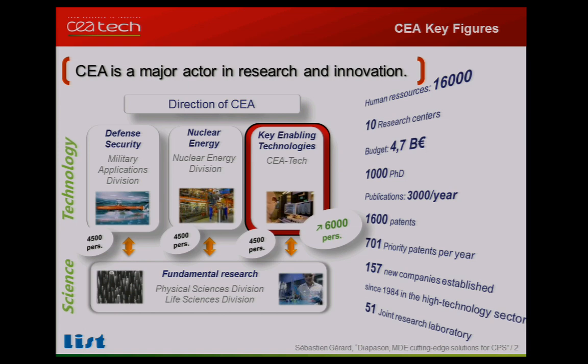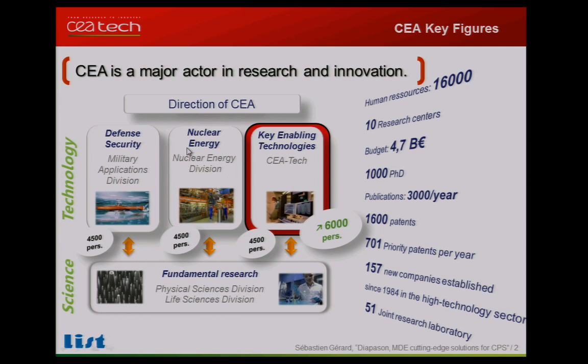So what is first the CEA? CEA means the French institution for working on atomic energy. It's a research institution. It's about 17,000 people, located mainly in France, in different centers. There are mainly 4 divisions. One which is historically working on defense and security. It was the purpose of the creation of the CEA just after the Second World War.